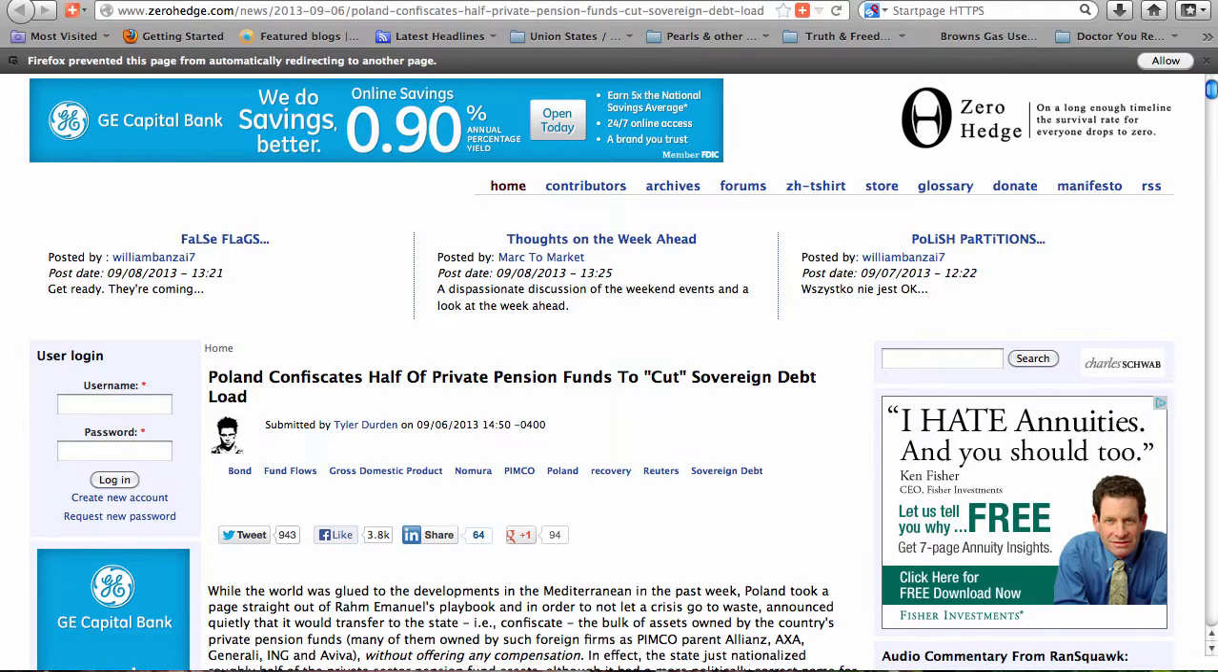Focus this week, just in case you didn't hear this news in the mainstream media, ZeroHedge.com has the story. Poland confiscates half of private pension funds to cut sovereign debt load. On Wednesday, Prime Minister Donald Tusk said private funds within the state-guaranteed system would have their bond holdings transferred to a state pension vehicle, but keep their equity holdings. The funds would effectively be left with only the equities portions of their assets.